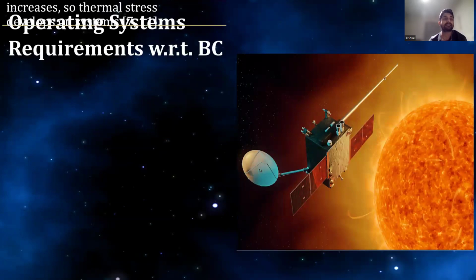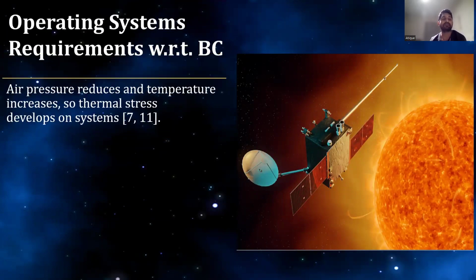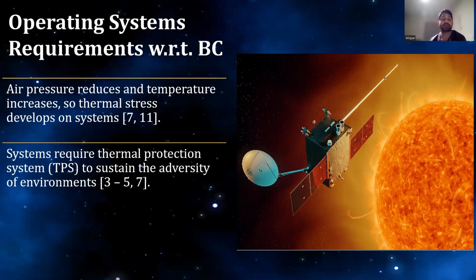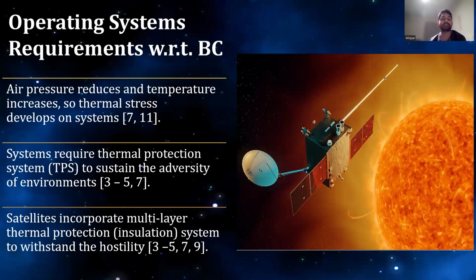Apart from that, as I mentioned before, air pressure reduces and temperature increases, so thermal stress develops on the system. Because of this disparity of thermal load, the system requires a special thermal protection system to sustain the adversity of this environment. Satellites in particular incorporate a multi-layer insulation system, also known as the thermal blanket, to withstand the hostility.